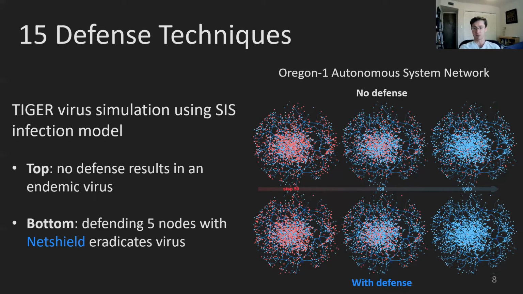At time step 50, we can see at both the bottom and the top that the virus is proliferating across the network. And then by time step 150, the difference between the top and the bottom, without defense and with defense respectively, is still small. The virus is still very prolific. And then finally at time step 1000, by defending just 5 nodes in this network, we're able to eliminate a large majority of the virus, whilst without defense, it remains endemic in the network.